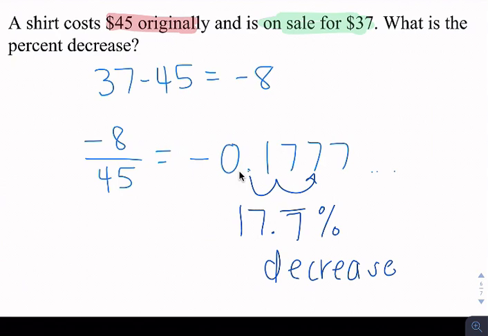So, things to remember, tips and tricks. When you find the difference, new minus original, just like with our similar figures, we always do new over original, the new one's first. If it's positive, it means it's increasing. If it's negative, it is decreasing.